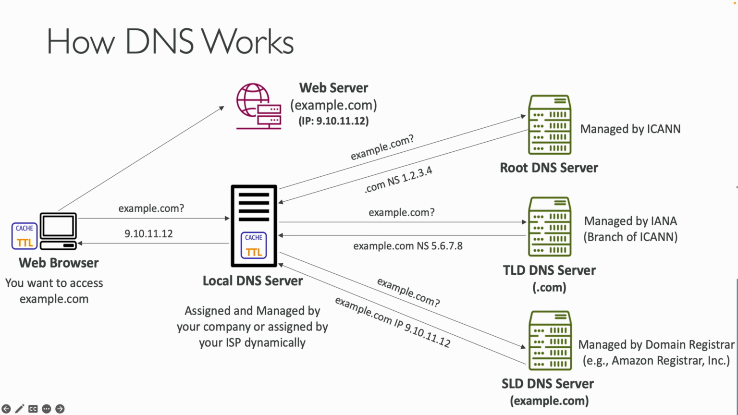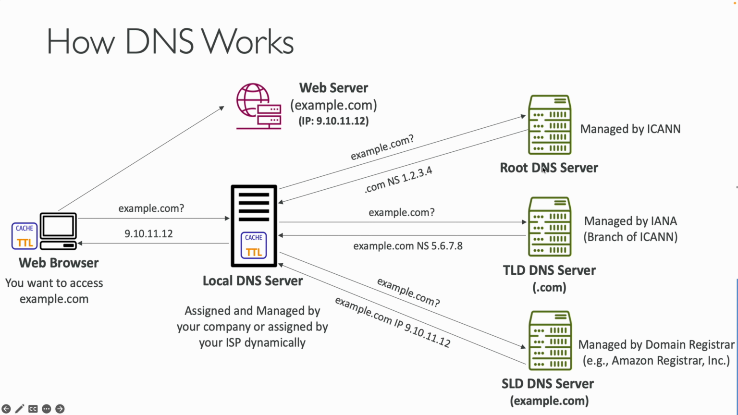First it will connect to its local DNS server and say, I want to go to example.com, so where is my example.com? This local DNS server is managed by your company or assigned by your local ISP dynamically. ISP means internet service provider. If you are using BSNL internet or ACT or any internet, they will provide the local DNS for you. So whenever you try to open example.com, it will go to your ISP's local DNS server, and this will go first to the root DNS.